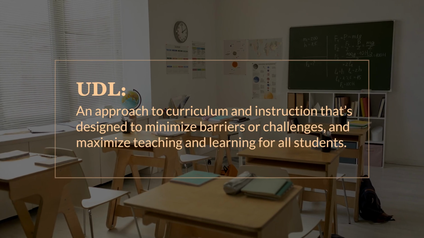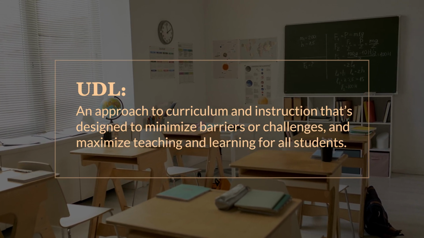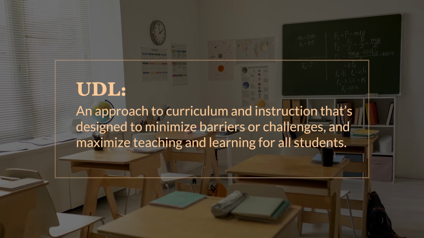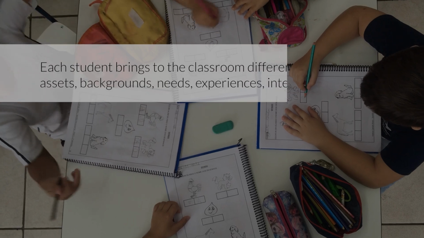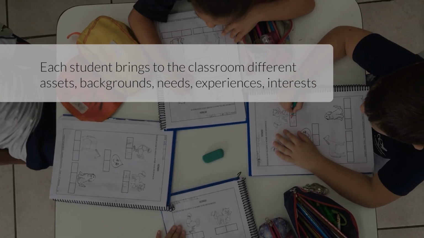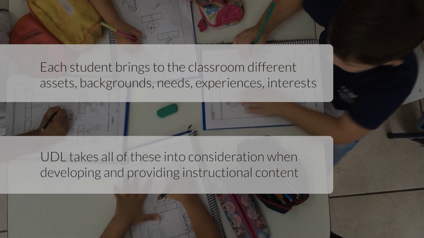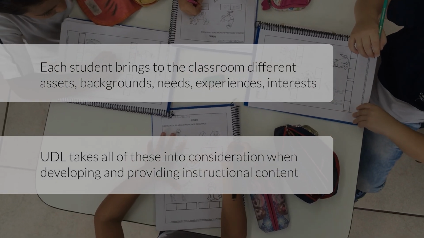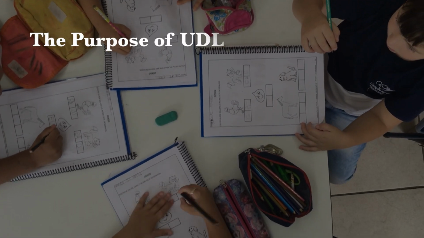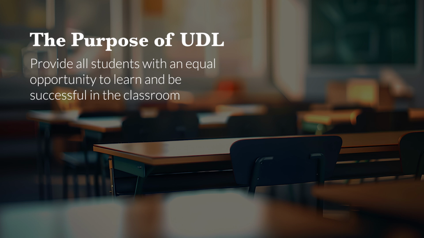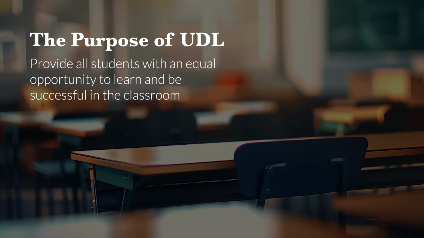Universal Design for Learning, or UDL, is an approach to curriculum and instruction that's designed to minimize barriers or challenges and maximize learning for all students. Each K-12 student is going to bring different experiences from their own background, their individual strengths, their different needs and influences and interests to the class, and UDL takes all of those things into consideration when developing and providing instructional content. The basic purpose of UDL is to provide all students, regardless of their background, with an equal opportunity to learn and be successful in the classroom.